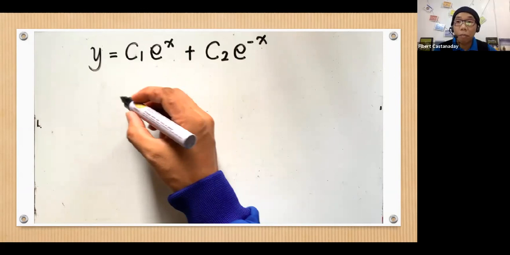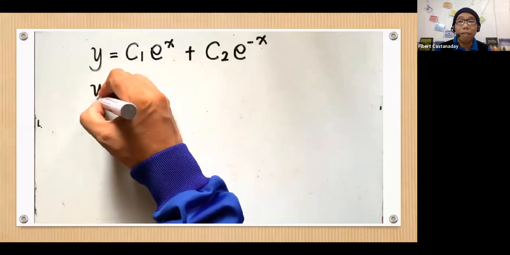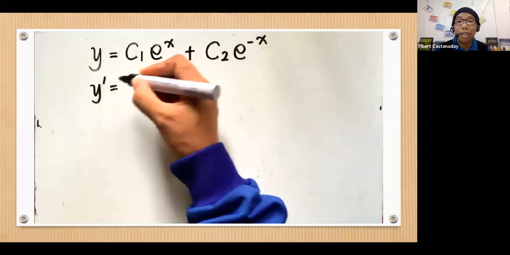Now we'll have another example that will not utilize the first equation to help us arrive at our final answer. So this other example is an exponential function y equals c sub 1 e raised to x plus c sub 2 e raised to negative x.